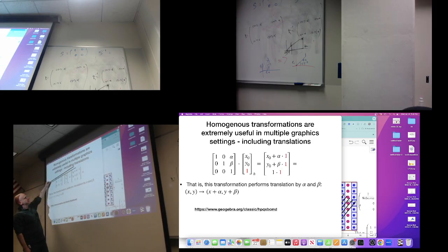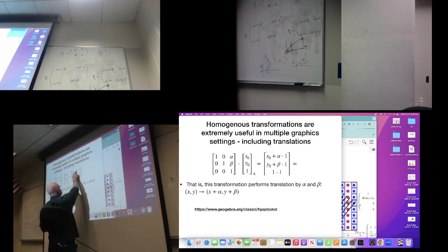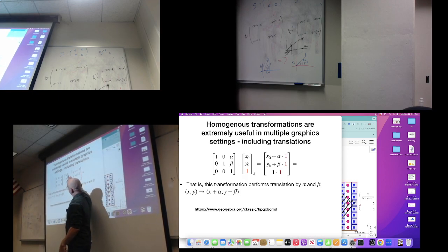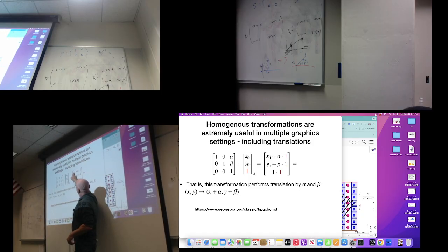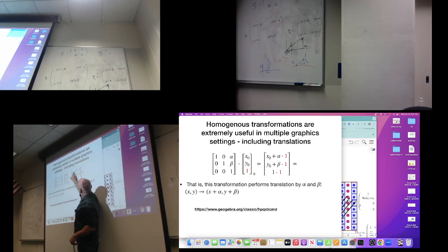x, y, 1 times 1, 0, alpha. What do I have in the first value? 1 times x, x, plus 0 times y. You don't see y over here. Plus 1 that I gave times alpha. So it will be 1 times alpha. So x plus alpha.